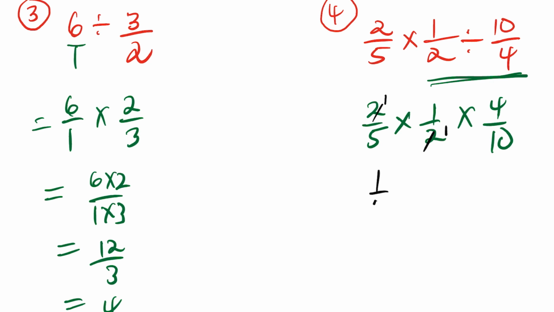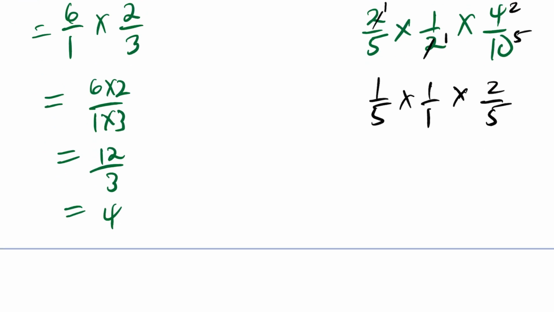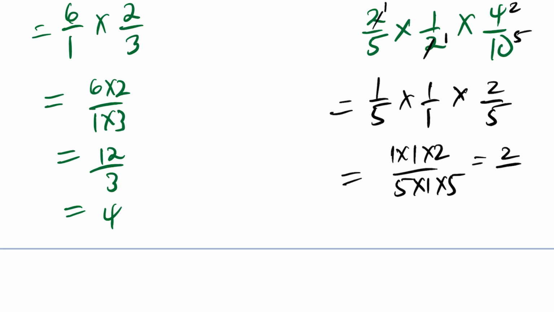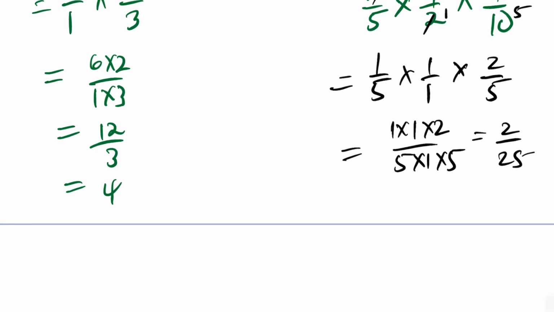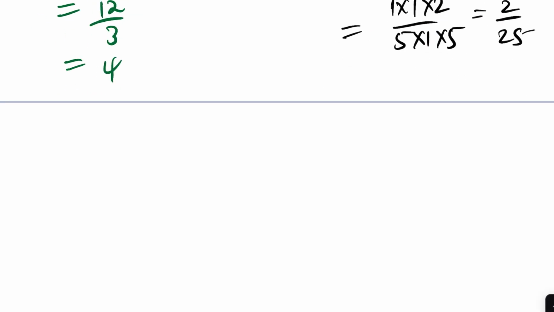So it's going to be 1 over 5 now times 1 over 1 times this. We can find the common factor there. It's 2. How many 2's in 2? 1. How many 2's in 10? 5. So it's going to be 2 over 5, and then we times all the numerators: 1 times 1 times 2, 5 times 1 times 5, which is going to be 2 over 25, and that's it. I hope you understand.